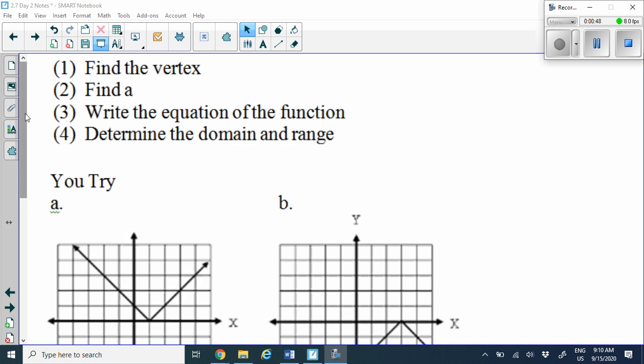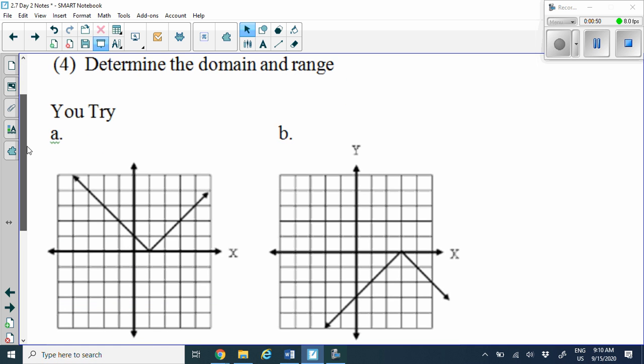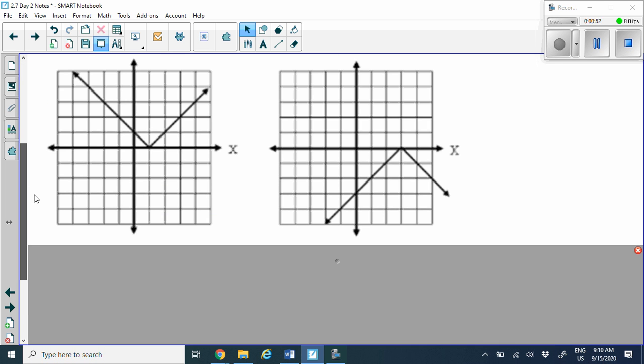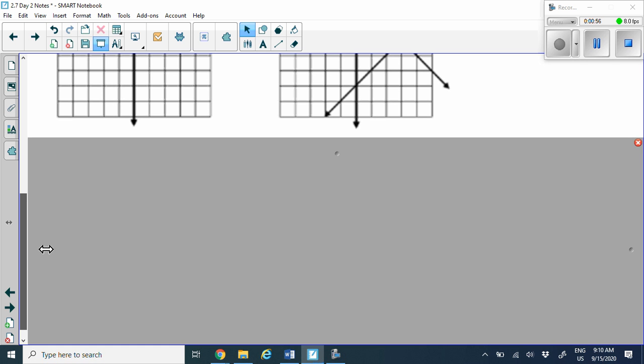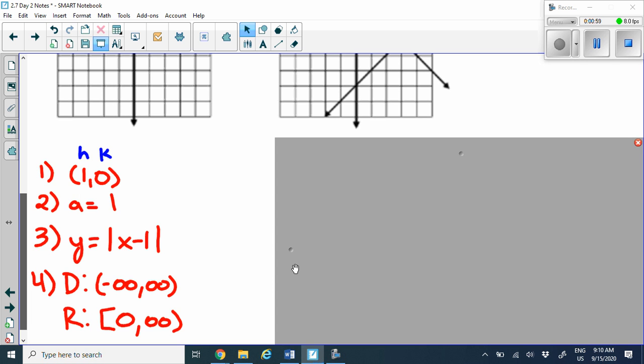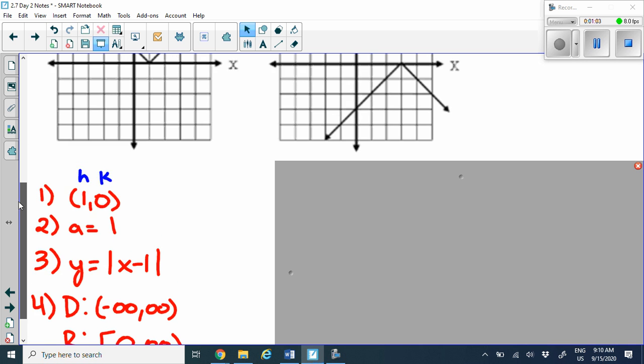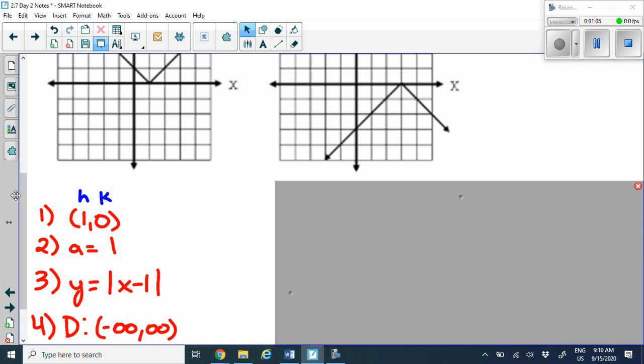Okay, let's see what you got, if it checks out with what I have as well. Okay, so let's look at A. So our vertex is at 1, 0, as we can see. And then our a value is 1, because all we do is go up 1, over 1, up 1, over 1. And notice we do open up, so we do have a positive a value.